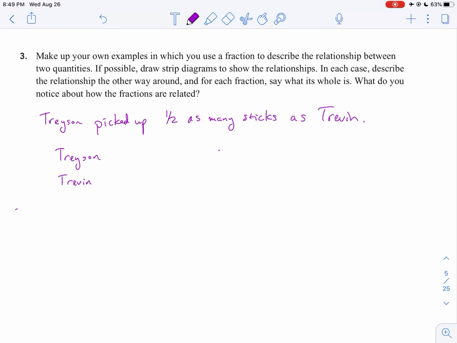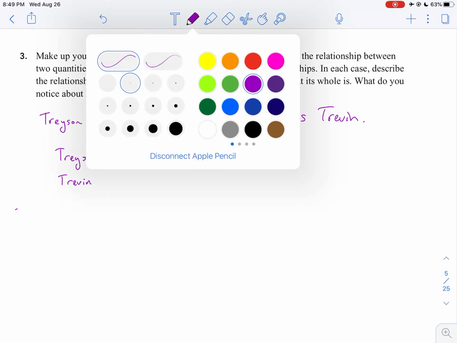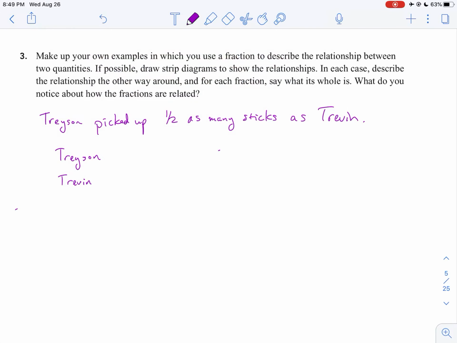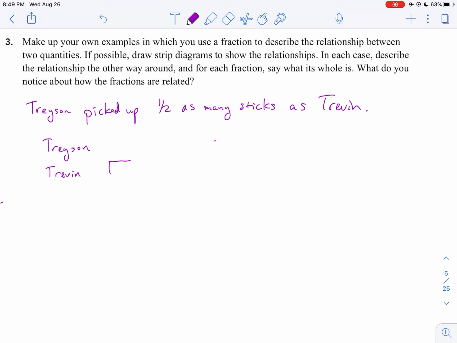And so if we're going to make a diagram of this, we've got to make Trayson and Trevin. Which box is going to be larger, Trayson's or Trevin's? I think this makes sense to you, right? Trevin is going to be bigger because Trayson only picked up half as much as Trevin. So something like this.